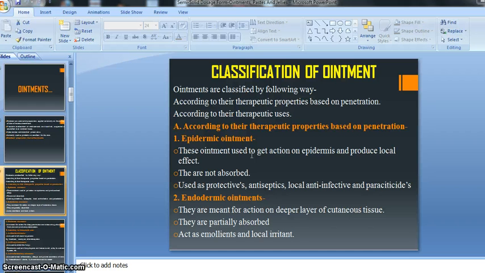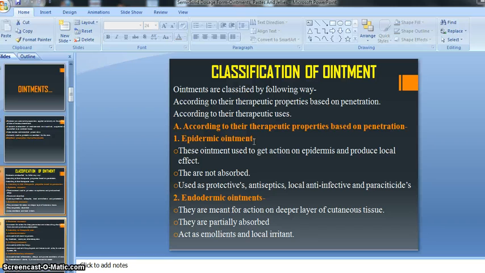We know that our skin is made up of different kinds of layers, that is dermis, epidermis. Our skin is made up of mainly three layers: epidermis, dermis, and subcutaneous layer. So on the basis of penetration, the ointment that penetrates through the epidermic layer is called an epidermic ointment, right?